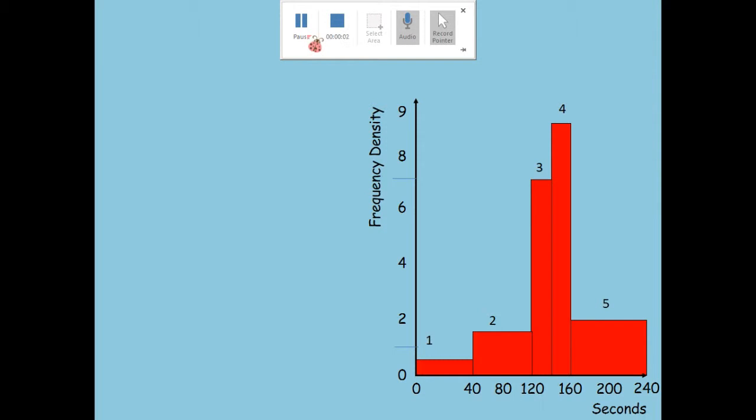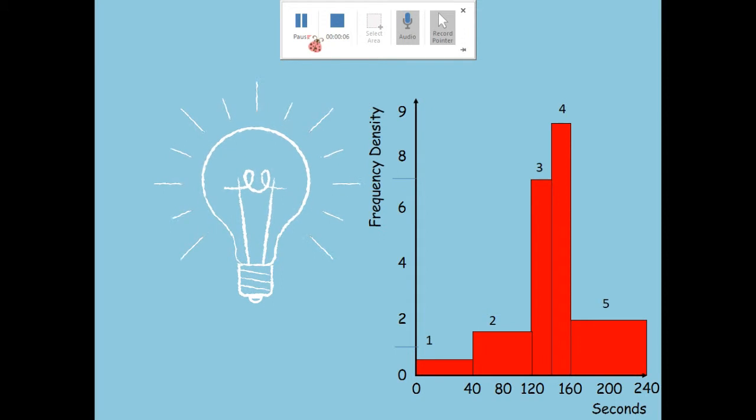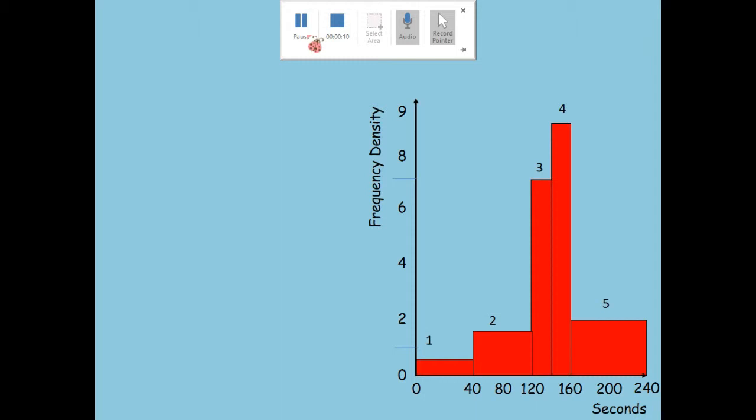So in the previous video we talked about what a histogram was. Think aloud about what we learned. We learned that histograms represent continuous data, so there are no gaps in between the bars. And the y-axis represents something called frequency density.